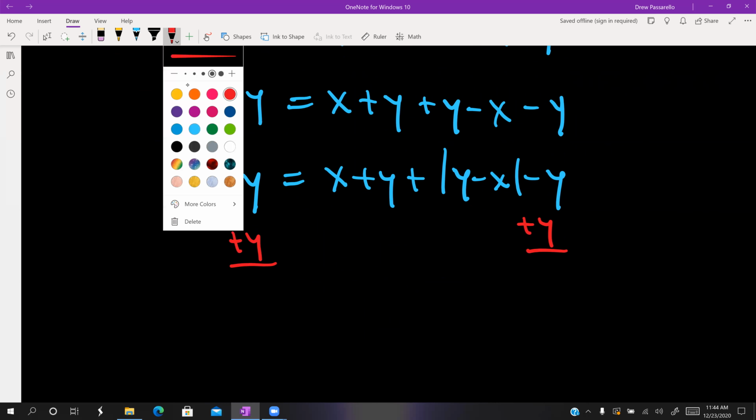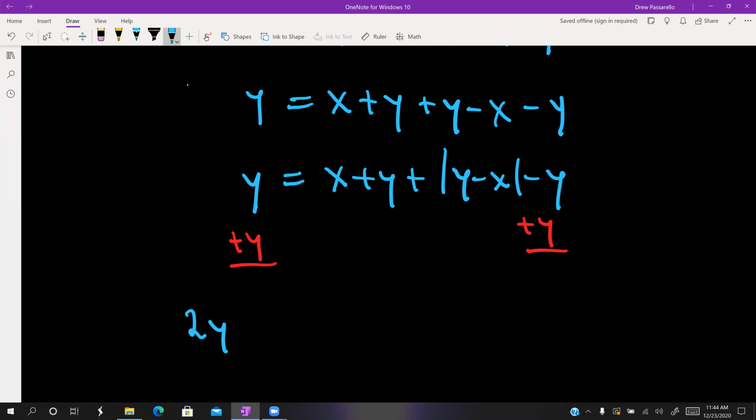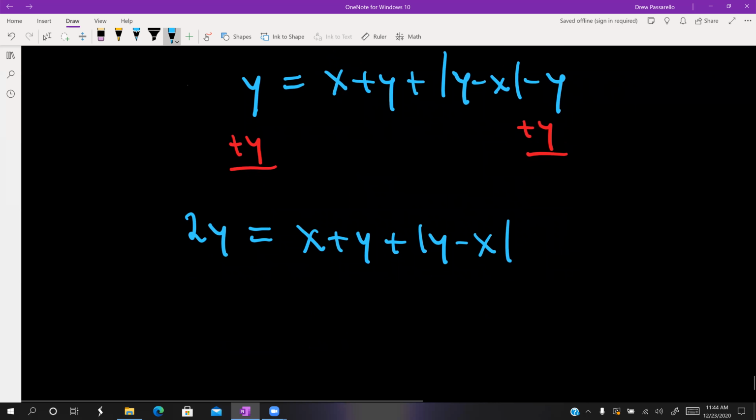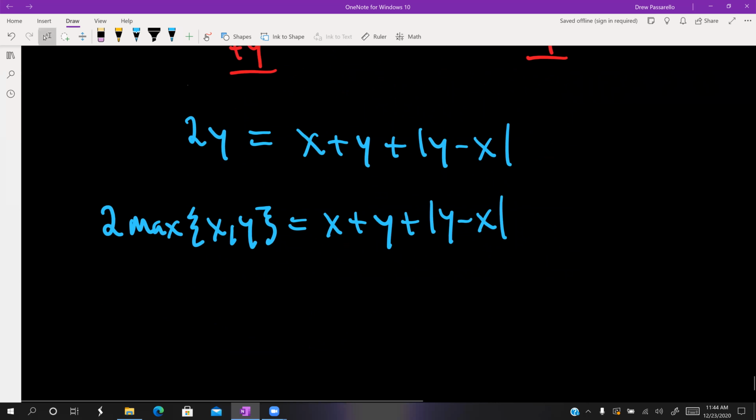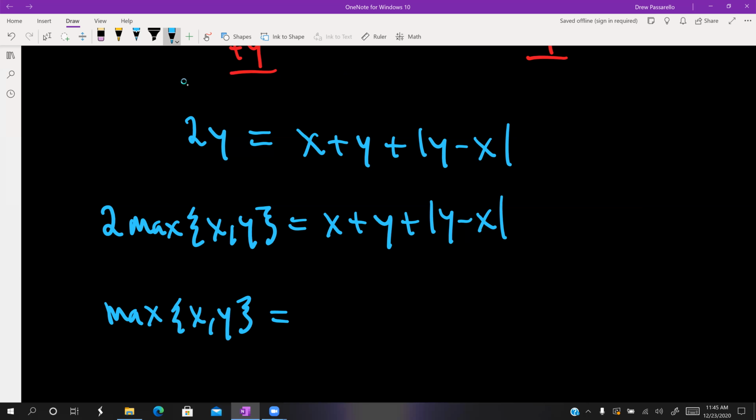That'll give me 2y equal to x plus y plus the absolute value of y minus x. And then I divide both sides by 2. And note that y is the maximum. So this would be 2 times the maximum of x and y. So then max of x and y is going to be x plus y plus the absolute value of y minus x, divided by 2.